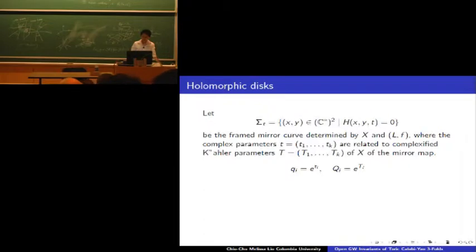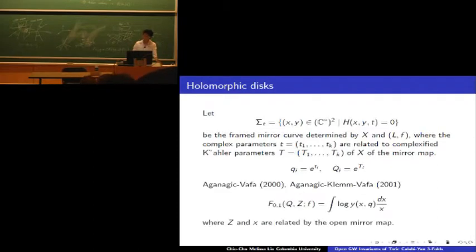Given a toric Calabi-Yau threefold X and a framed Aganagic-Vafa brane L_f, you can use this toric data to write down an affine curve in (C*)^2, known as the framed mirror curve. The framed mirror curve has some complex parameters t_1 to t_k, which are in one-to-one correspondence with the Kähler parameters of your original toric Calabi-Yau threefold. This is the Hori-Vafa construction. I need to assume that X can be written as a symplectic quotient, which is not true for any toric Calabi-Yau threefold. This conjecture is pre-topological vertex.